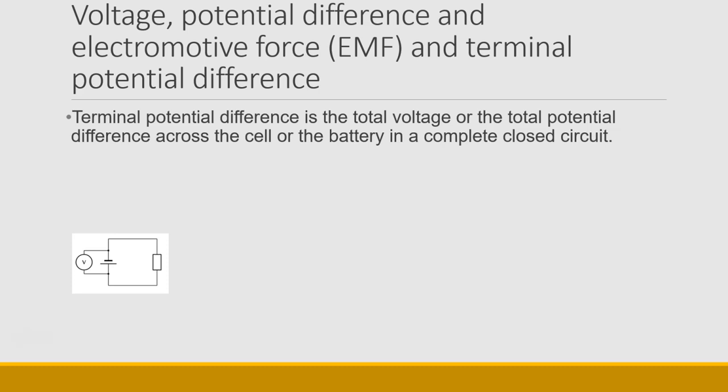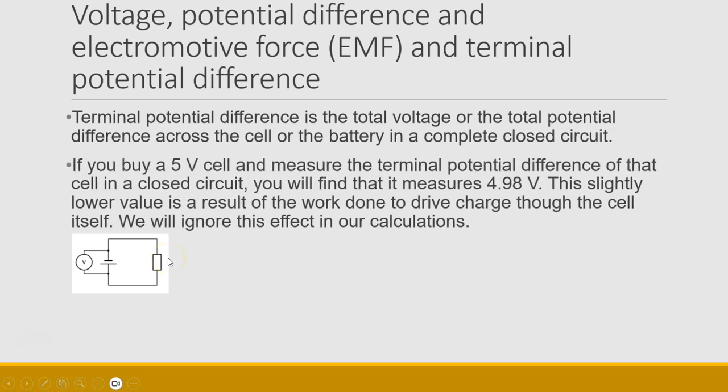And that brings us to the idea of terminal potential difference. And that is the voltage or potential difference across a cell or a battery when the circuit is closed and running. So again, if you buy a 5-volt cell, before you have connected it to a closed circuit, you would measure an EMF of 5 volts.